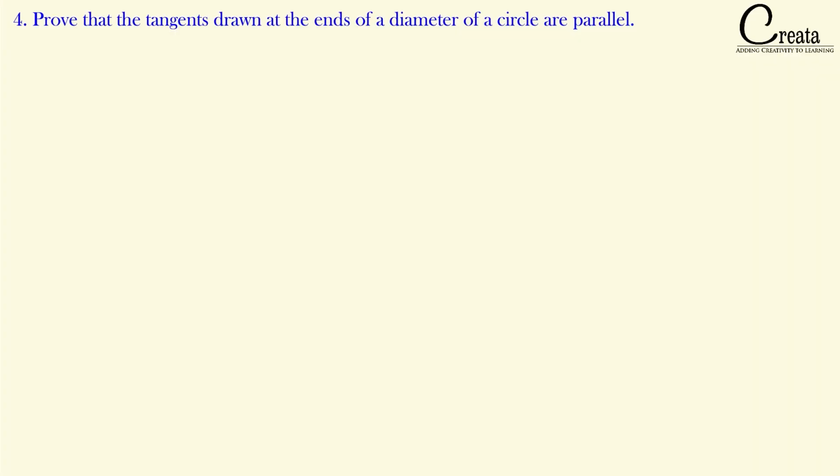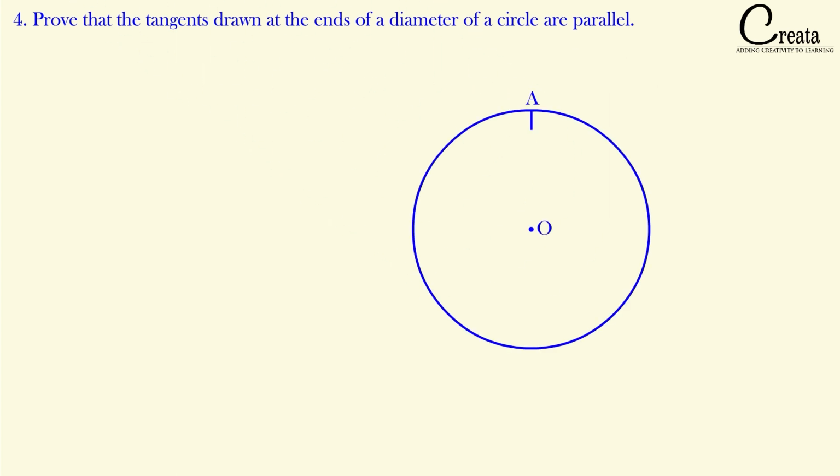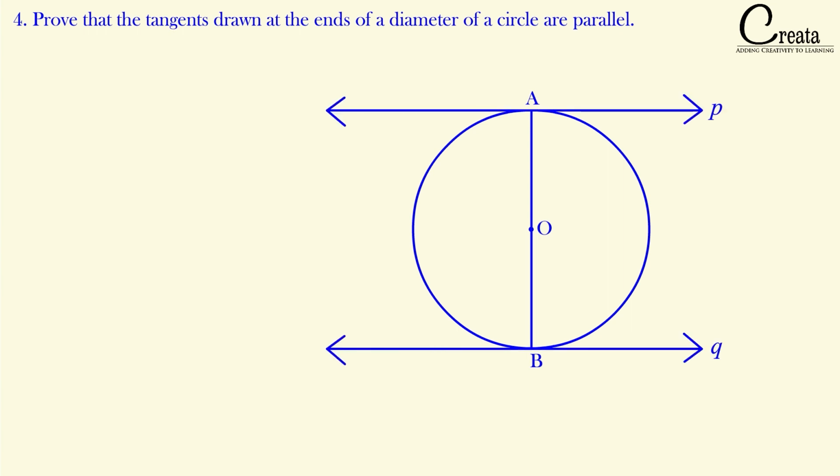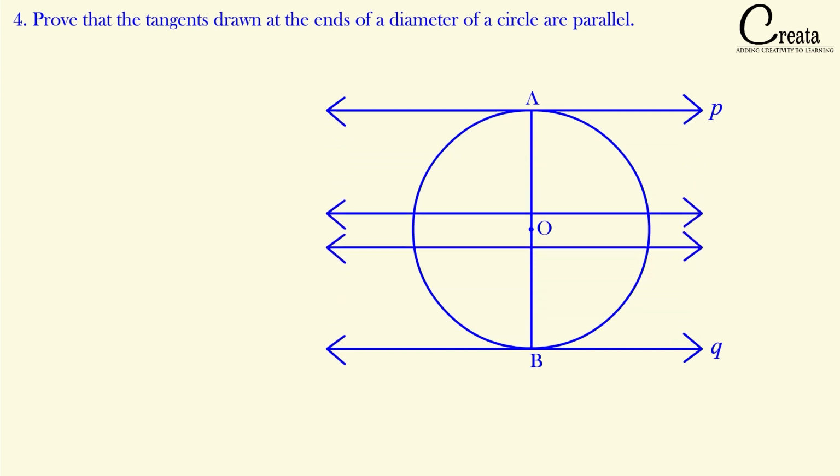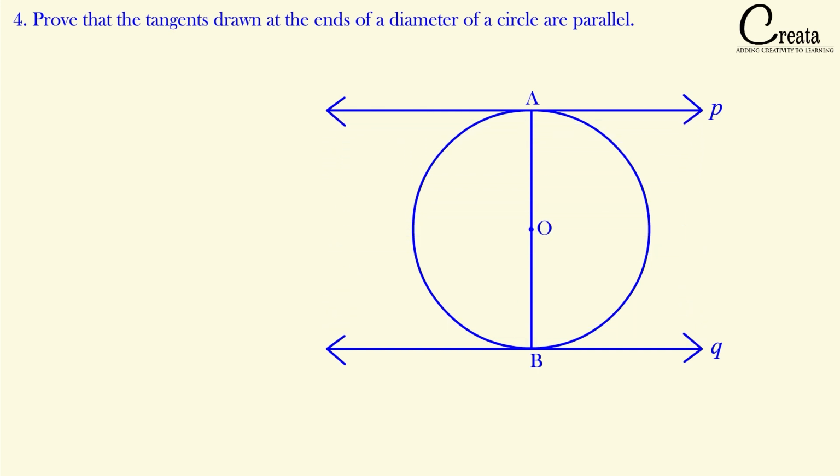So again, back to the lecture. Question number 4: prove that the tangents drawn at the ends of a diameter of a circle are parallel. To prove the same, let's take a circle. AB is the diameter. Let's draw the tangent from the point A and also from the point B. We got two tangents, and in this question we have to prove that both of these tangents will be parallel to each other. So this is the question.